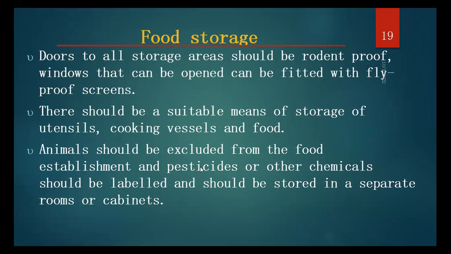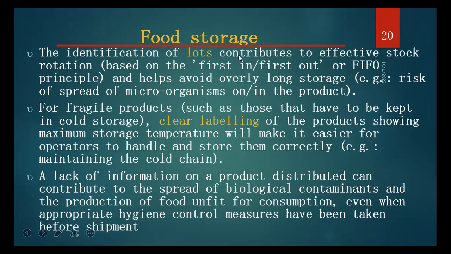This is just a continuation of the food storage facilities, talking about doors, how lockable they should be. Clear labeling is also key during storage, being able to identify lots of food so that when food is being taken from the storage facilities, the principle of first in, first out is followed, because the longer food stays in store, the more chances for it to be spoiled.